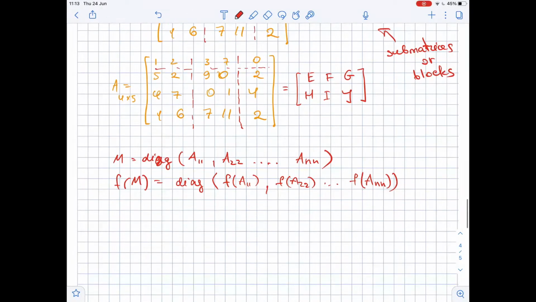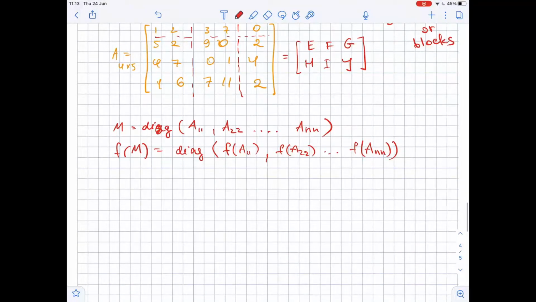Also, this matrix M is invertible if and only if each AII is invertible, and in such a case the inverse of M is a block diagonal matrix too. So the inverse of M equals the block diagonal matrix of A11 inverse, A22 inverse, and so on until ANN inverse, and all these components need to be invertible.